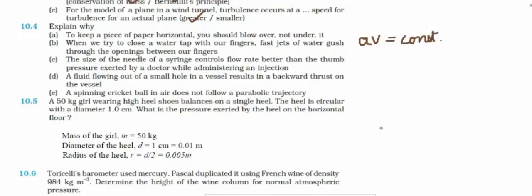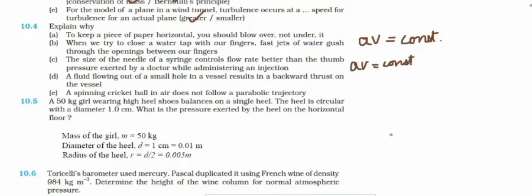Then part C, the size of the needle of a syringe controls flow rate better than the thumb pressure exerted by a doctor while administering an injection. Here again the equation of continuity, we have AV equal to constant. What is AV actually? Area into velocity gives the rate of flow. So the size of the needle indicates the area of cross section. That will control the flow speed, the rate of flow.